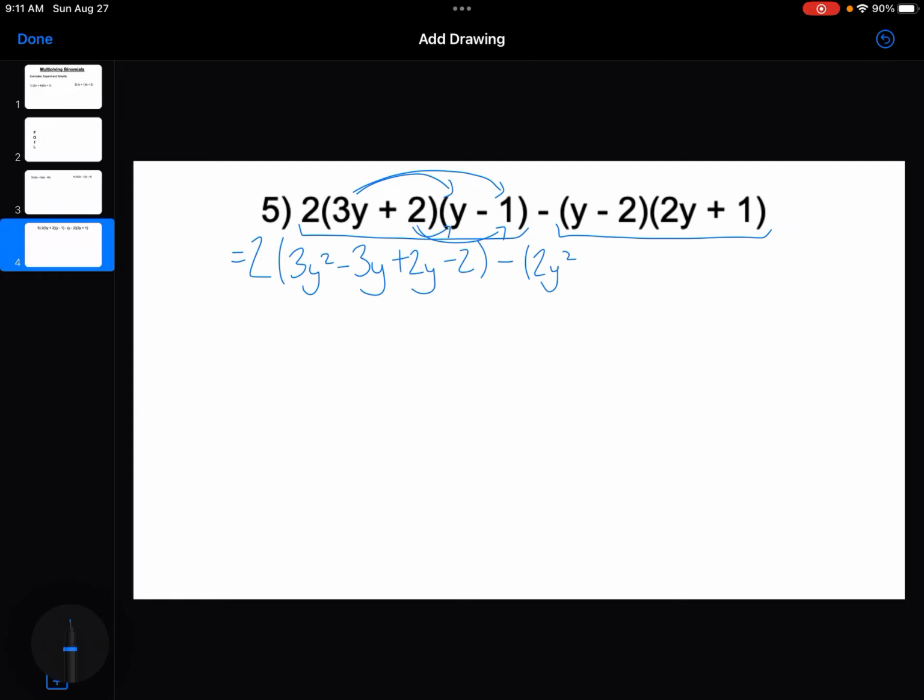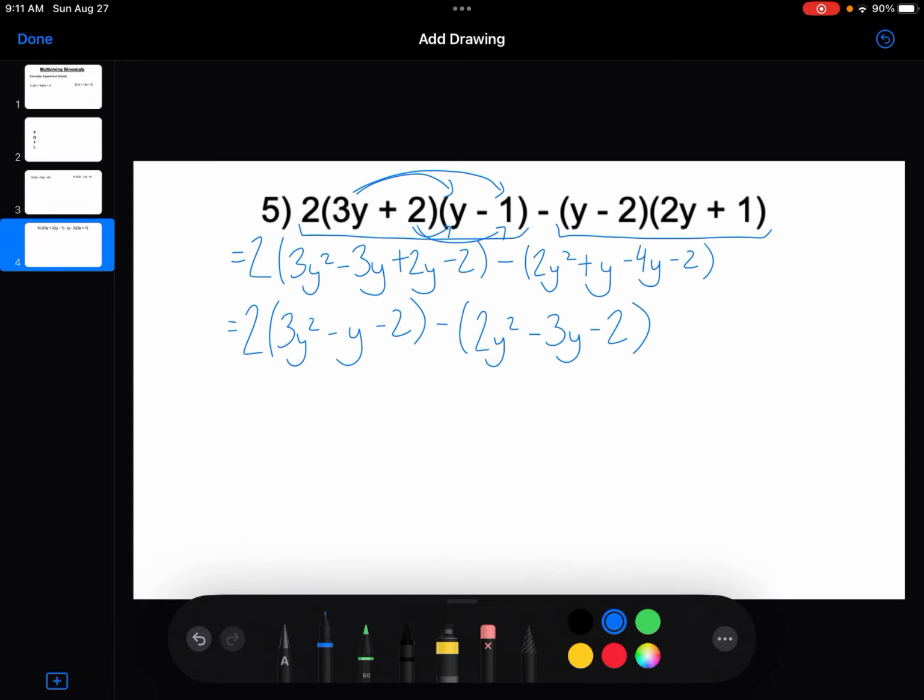So we're going to have minus 2y squared plus y minus 4y minus 2. All right, let's simplify a little more. So we're going to keep that 2 in front. We get 3y squared minus y minus 2 minus 2y squared minus 3y minus 2.